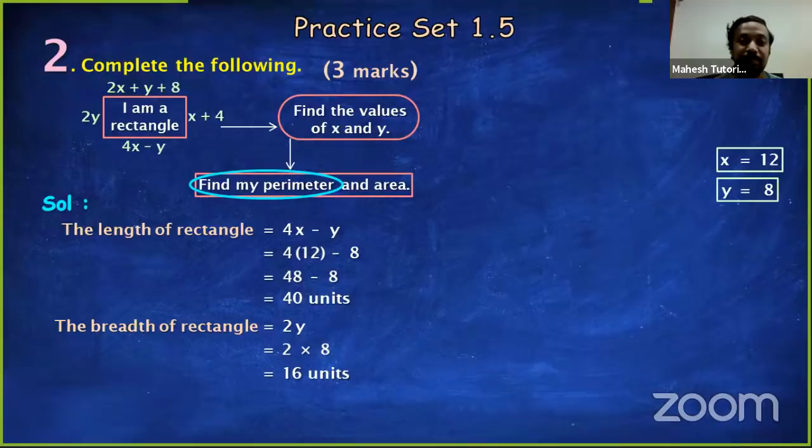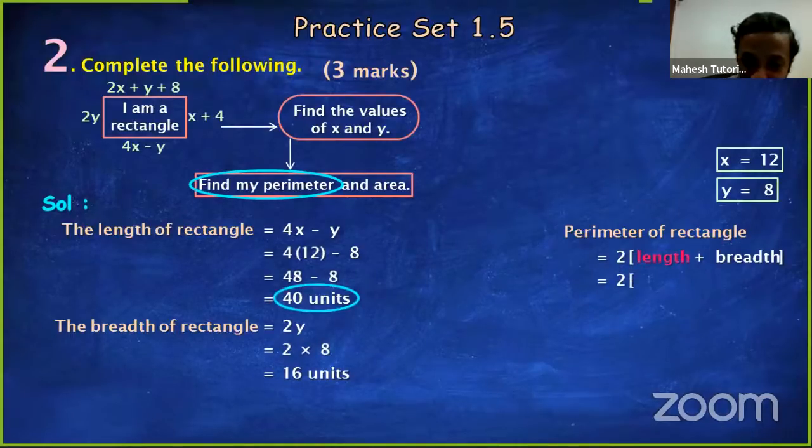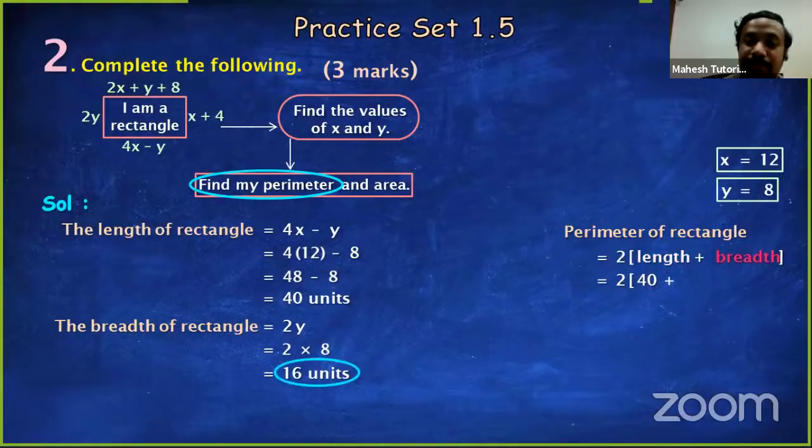So now, students, tell me, what is the formula to find the perimeter of the rectangle? Very good. It is 2 into length plus breadth. Remember, students, perimeter of rectangle is equal to 2 into length plus breadth. Keeping 2 as it is, what is the length that we have got? 40 units. So write 40. Plus, what is the measurement of breadth that we have got? 16 units. So write 16.